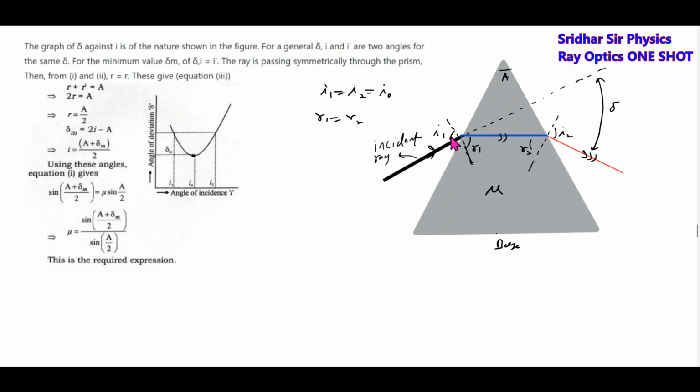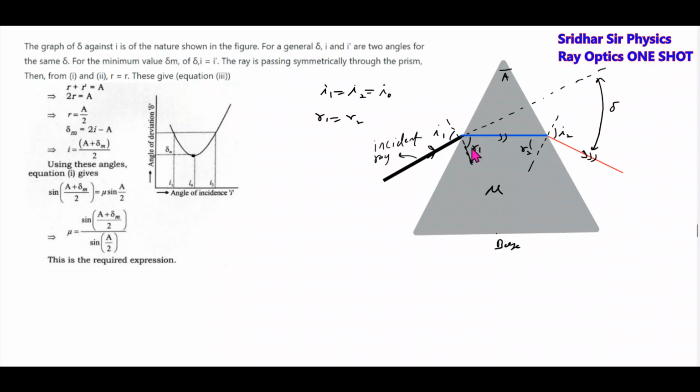This angle of incidence will vary. I'll measure the deviation as a function of this angle of incidence. Then the deviation here first will be maximum, then start decreasing, becomes minimum, and again starts increasing. And we have to calculate the angle at which the deviation is minimum, that is I0 here.